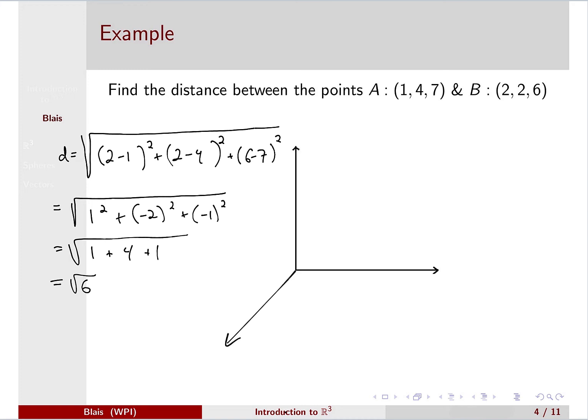And if we wanted to see what this looks like, in this case, A is at the point 1, 4, and then up 7. So this would be our point A. And B is at the point 2, 2, 6. And we have just seen that the distance between them, depicted in lavender here, is root 6. And so this is what our picture looks like. This is the distance that we just computed.